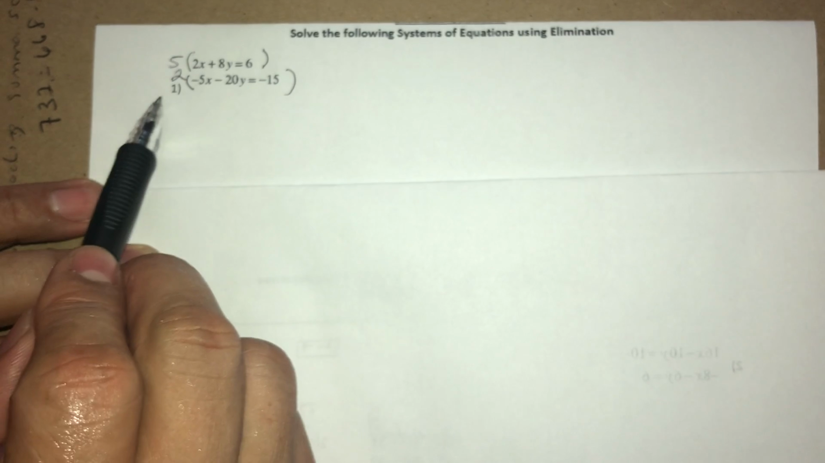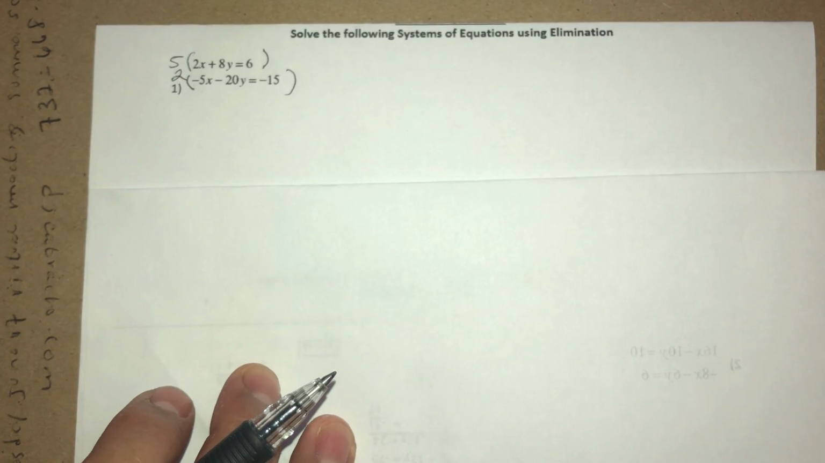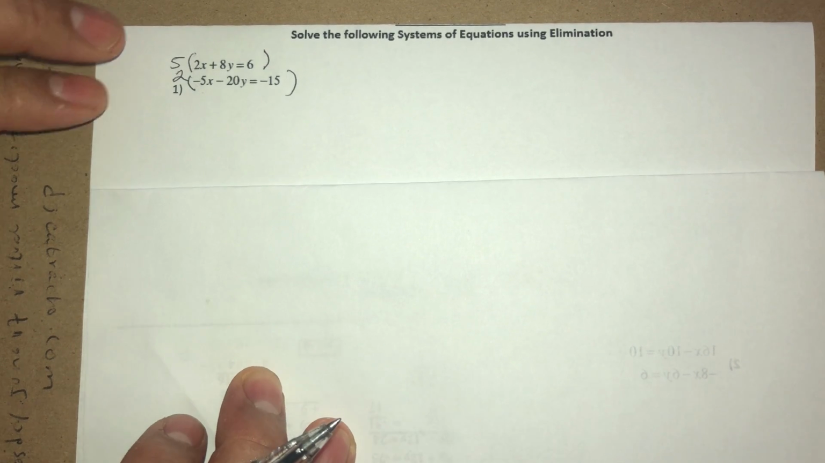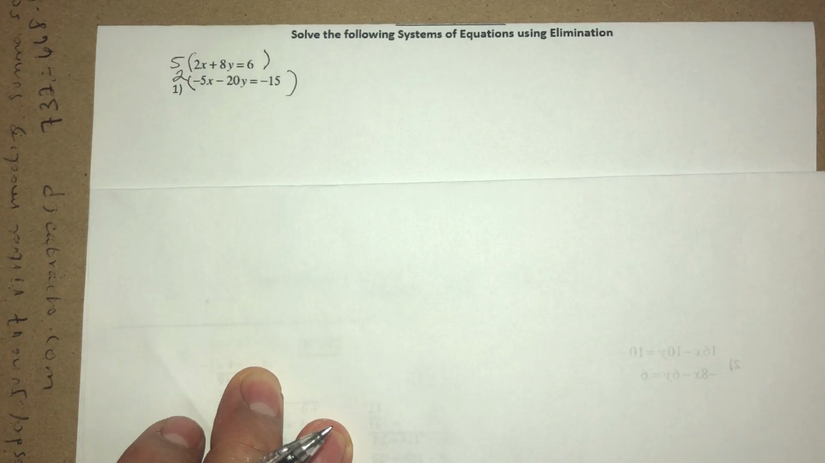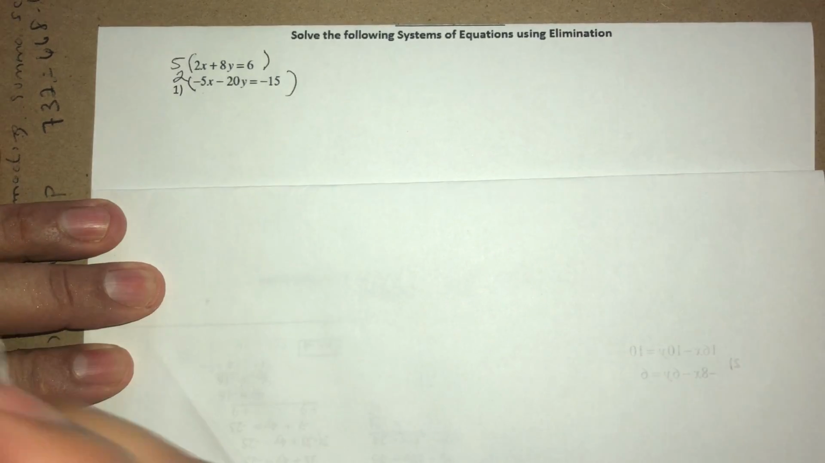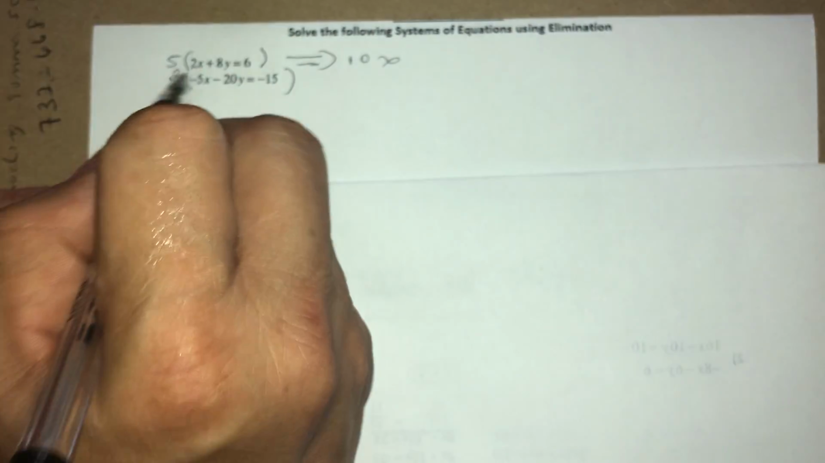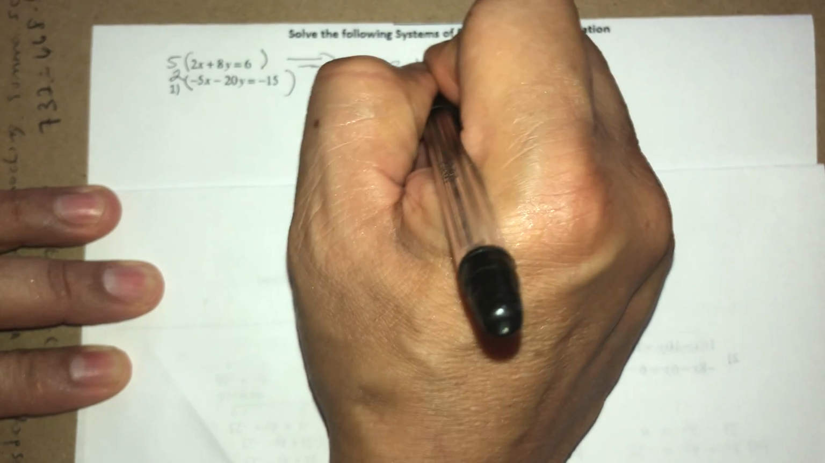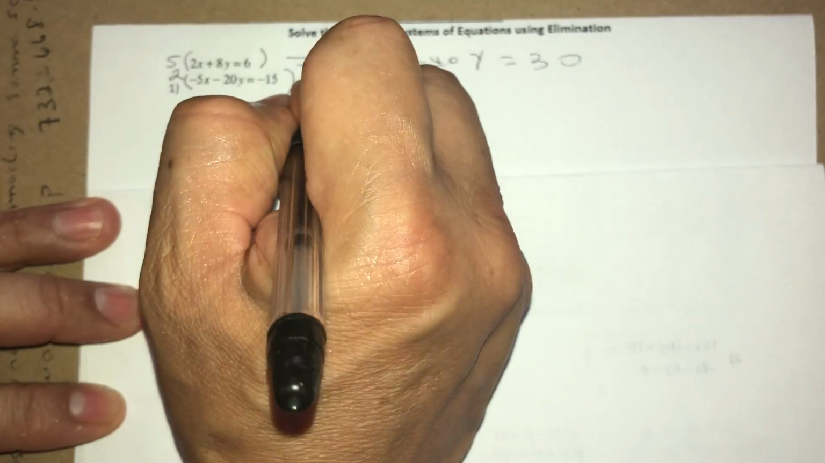And I don't have to worry about the sign because they already have different signs, okay? I just need to have the same coefficient. No me tengo que preocupar mucho por los signos porque ya los signos son diferentes. So lo que tengo que asegurarme es que tenga el mismo coeficiente. So vamos a distribuir. When we distribute, we will get 10x plus 40y equals 30. Remember, when we distribute, we're multiplying, okay? Cuando distribuimos, estamos multiplicando, muchachos.